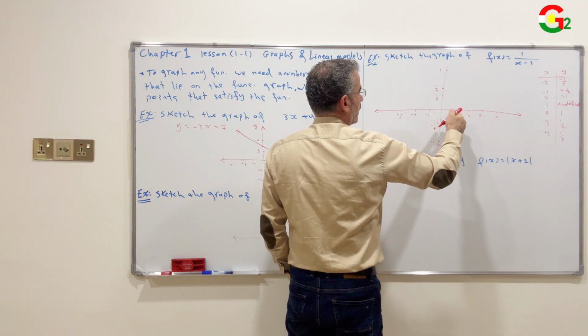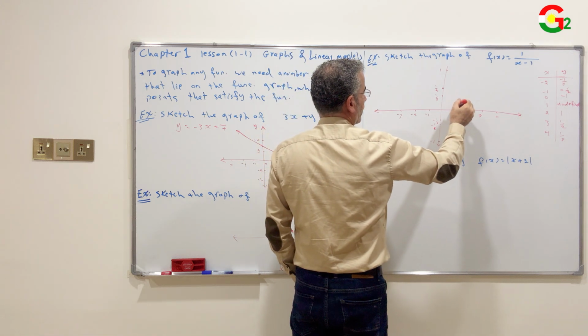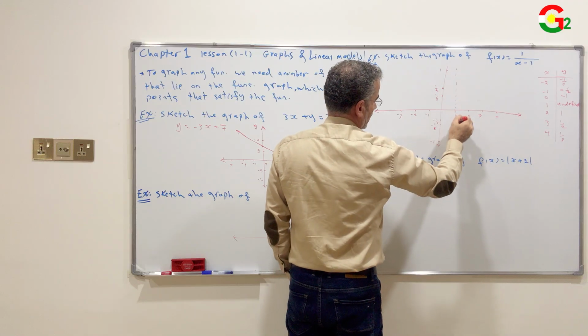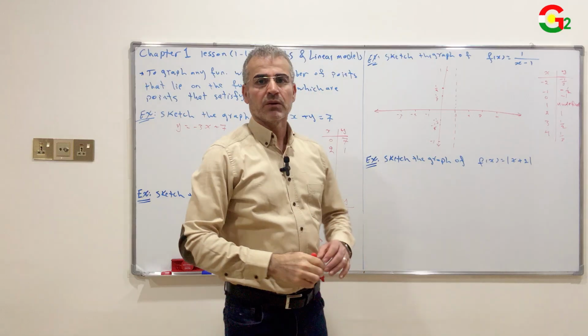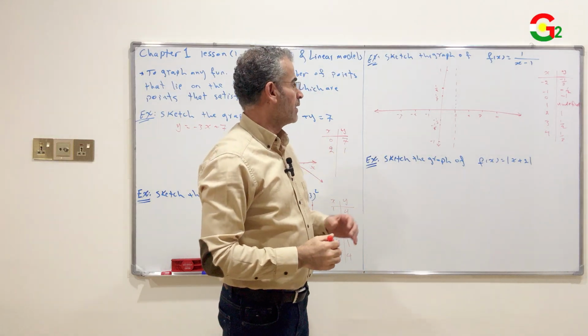When x is 1, then the function is undefined and the function has a vertical asymptote. Later you will learn, we will study that.